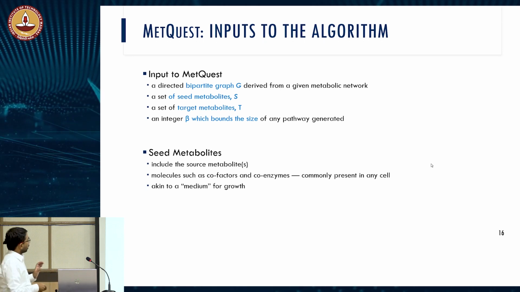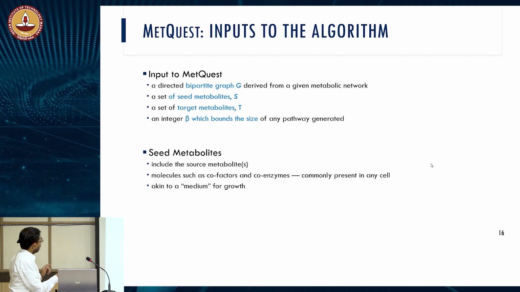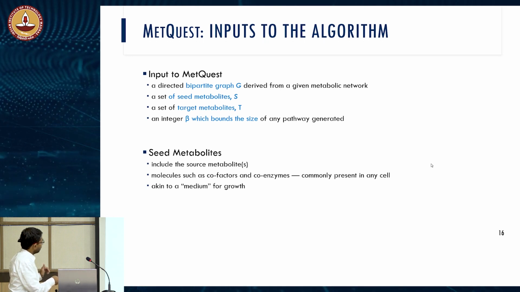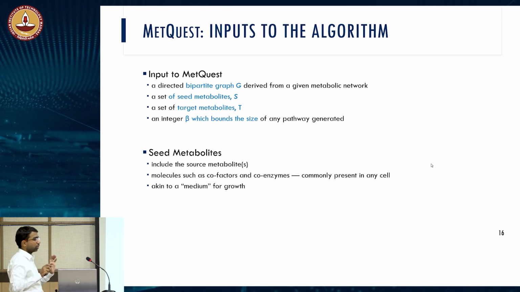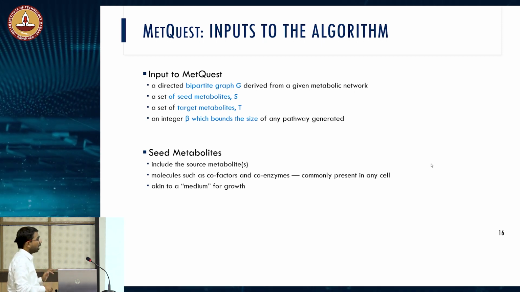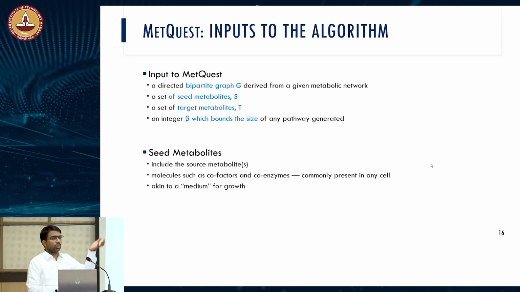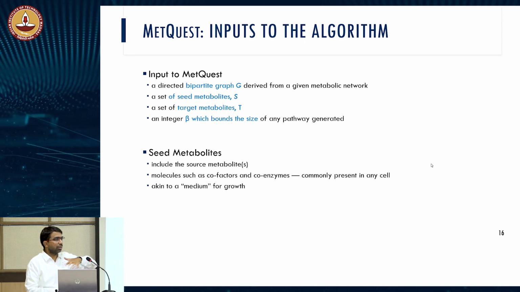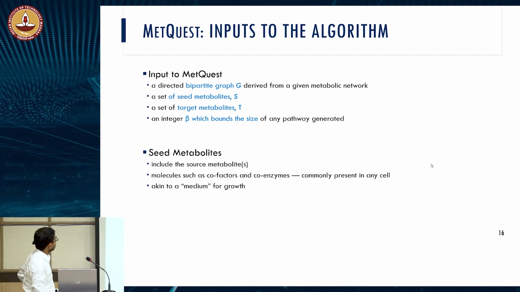So what are the inputs to our algorithm? This is a directed bipartite graph derived from the metabolic network, a set of seed metabolites, a set of target metabolites, and an integer beta which tells you how big the pathways you can generate are. And most importantly, what is the source set of metabolites with which we get the whole thing started? What is the food for the microbe so that it can produce whatever you are asking it to produce?